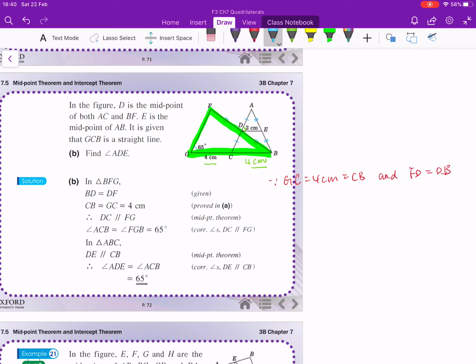So here, this one tells us that C is the midpoint, and this one tells us that D is the midpoint. So you can apply the midpoint theorem. Therefore, DC is parallel to FG. This is the reason, midpoint theorem. For me, I'll write the theorem as THM. As a result, angle DCB equals angle FGC, corresponding angles again.